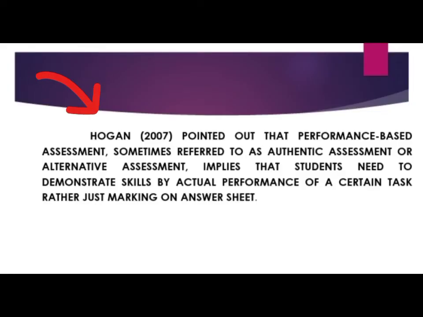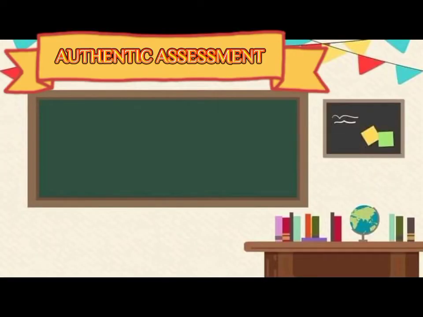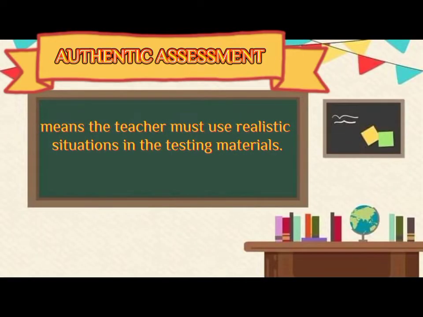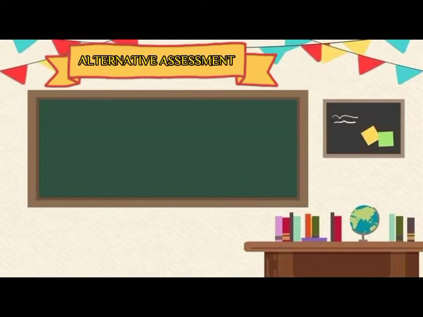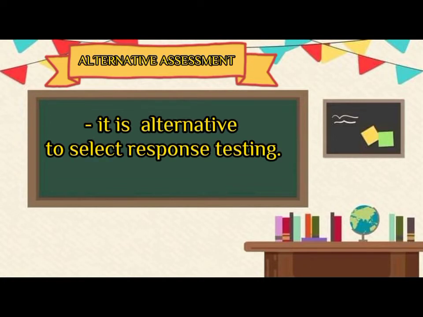Hogan 2007 pointed out that performance-based assessment, sometimes referred to as authentic assessment or alternative assessment, implies that students need to demonstrate skills by actual performance on a certain task, rather than just marking on an answer sheet. Authentic assessment means the teacher must use realistic situations in the testing materials. The term alternative assessment means that it is an alternative to select response testing.